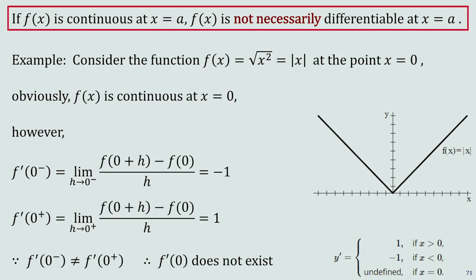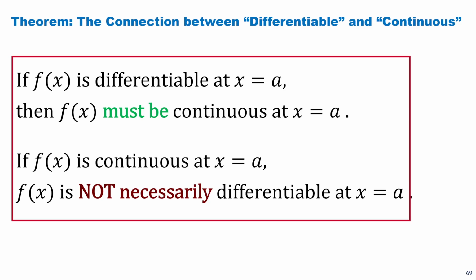And for the second statement, again, we have already seen a counterexample. So this function f(x) equals the absolute value of x is continuous at x equals 0, but it's not differentiable. Okay? So you should remember this. If a function is differentiable at a particular point, it must be continuous at that point. But the reverse statement is not necessarily true. You see that?